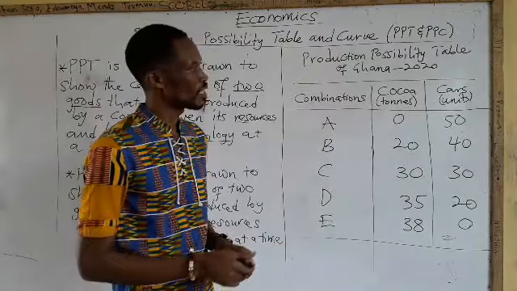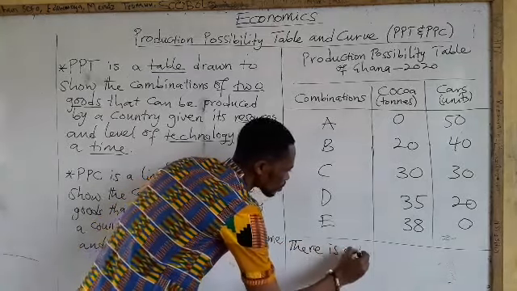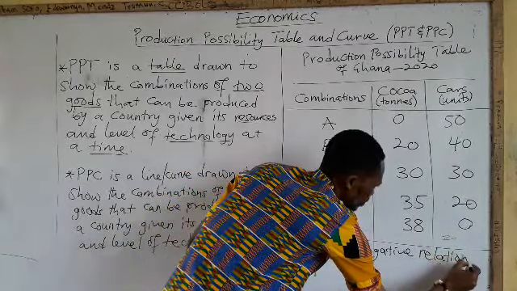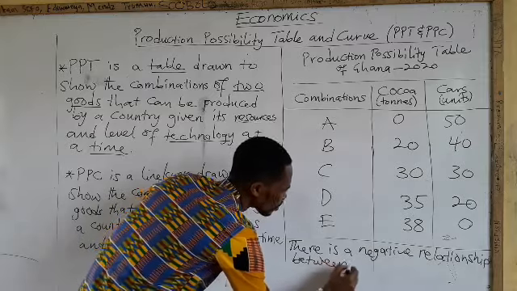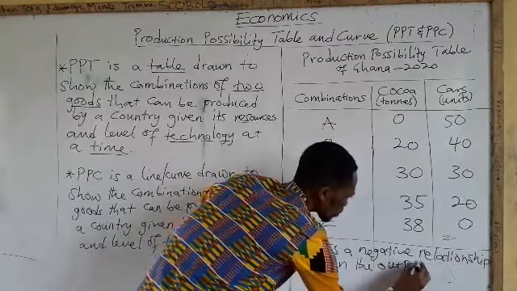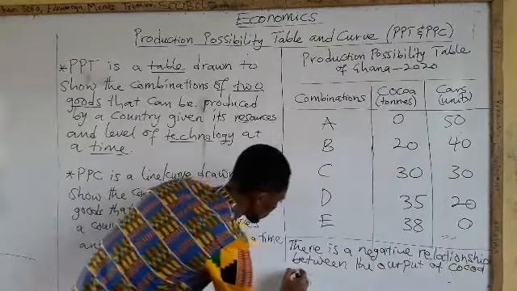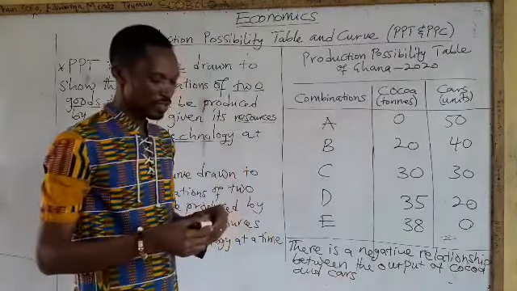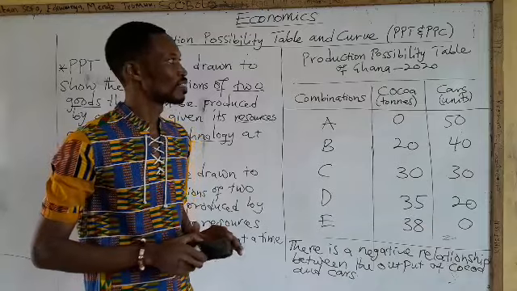So I can conveniently write that there is a negative relationship between the output of cocoa and cars. Okay, there is a negative relationship between the two.